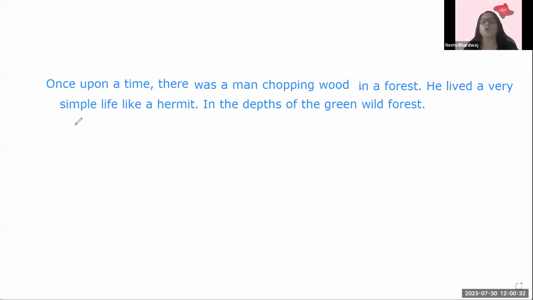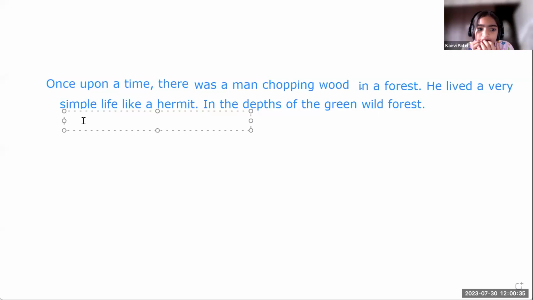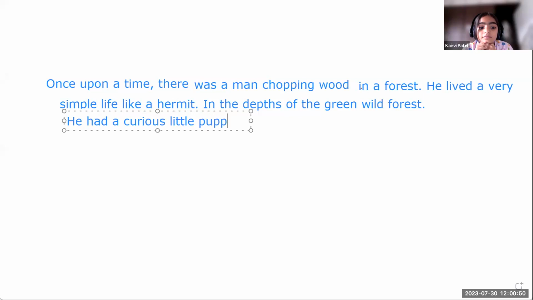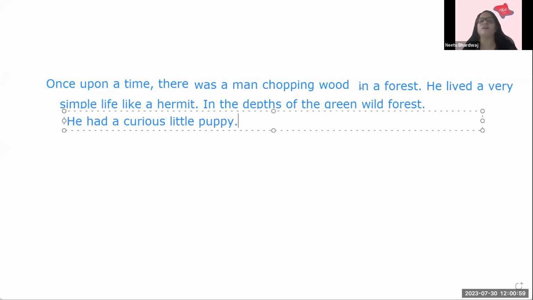So let's have your whiteboard here. Okay. Yeah, beta. He had a curious little puppy. Okay, that's enough. Full stop? Yes, ma'am. Okay. So let's have six words. Let's hear it from, raise your hands, beta. So it will be very easy for me to come to a conclusion whom to give to. Raise your hands if you're interested.